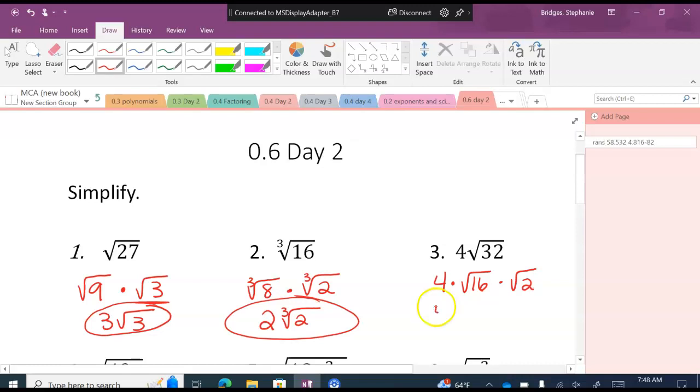All right, I'm going to keep the 4 in the front, and then I'm going to simplify. What is the square root of 16? 4. And then that square root of 2 is going to stay. And then all I have to do is multiply those two numbers in the front. 4 times 4 gives me 16. So my most simplified answer for that one is going to be 16 square roots of 2. So we're going to clear that.